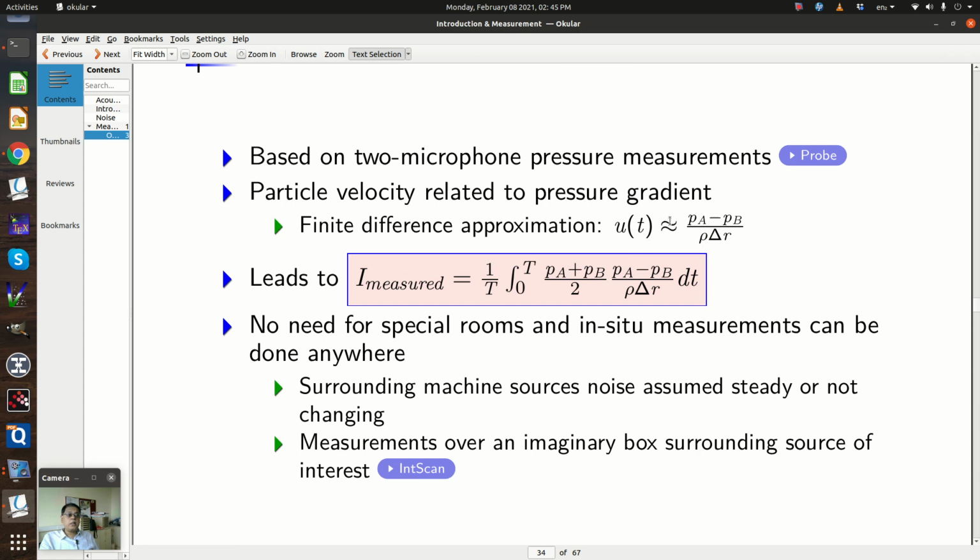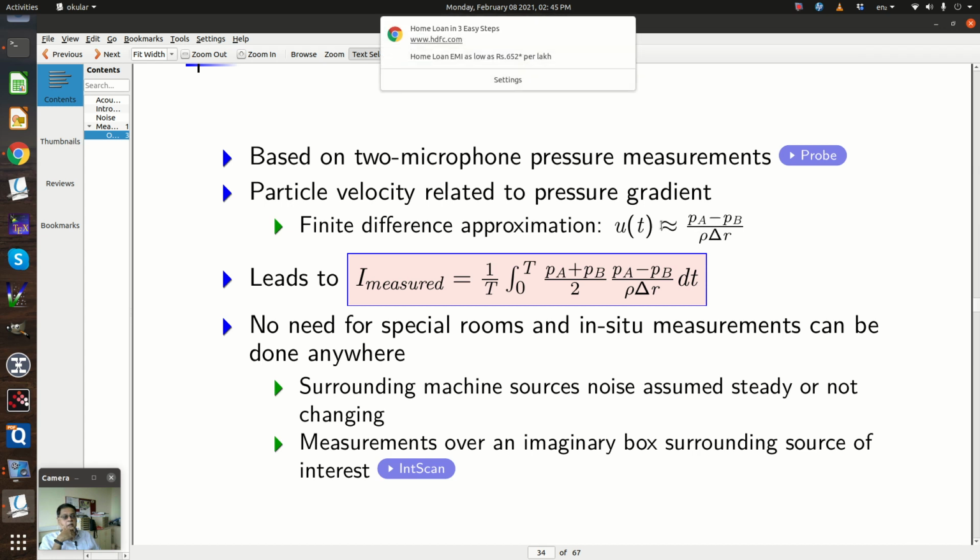The reason why we have a spacer is because the velocity that we want to measure is related to the pressure gradient. You know from fluid mechanics that when you have flow, velocity is proportional to the pressure gradient. So we are measuring the pressure gradient as a pressure difference between the two microphones A and B divided by the spacing between them. This is the approximation for the pressure gradient. The velocity is related to that.